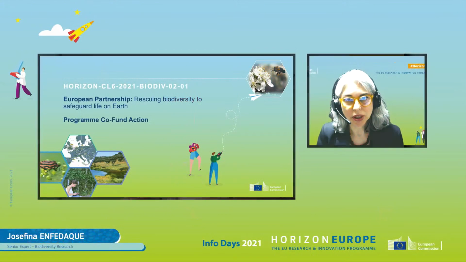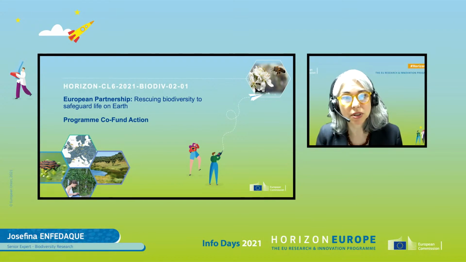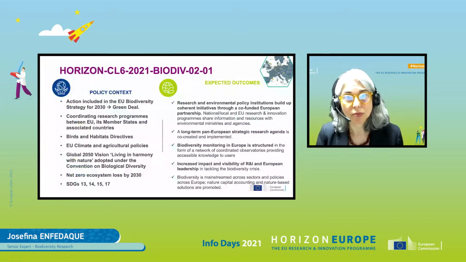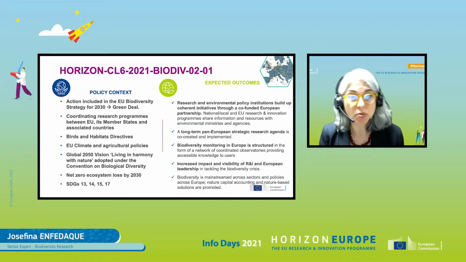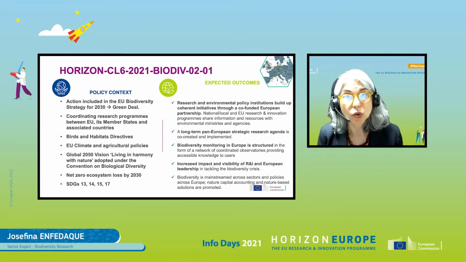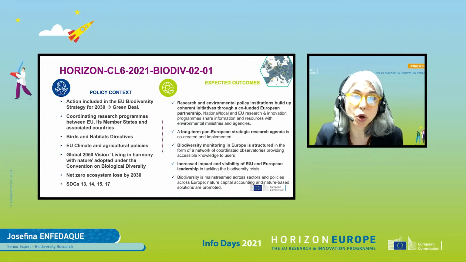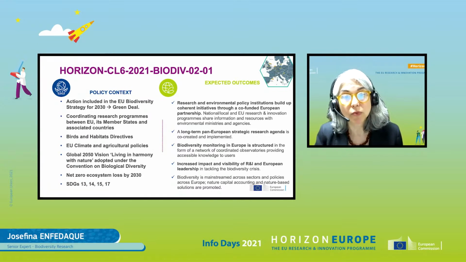This is a special topic, the European Partnership Rescuing Biodiversity to Safeguard Life on Earth. And this is a co-fund action. The policy context is that the Biodiversity Partnership is an action included in the EU Biodiversity Strategy for 2030, so it is really within the priorities of the Green Deal. It is about coordinating research programs between the EU, its member states, and associated countries. It also serves the Birds and Habitats Directives, EU climate and agricultural policies, and the Global 2050 vision from the Convention on Biological Diversity, Living in Harmony with Nature.